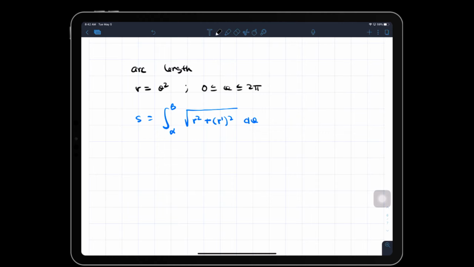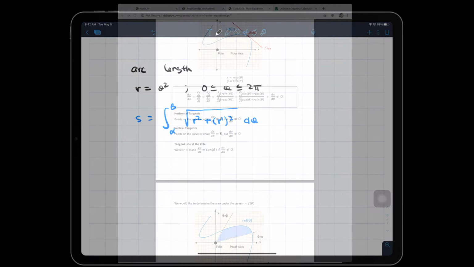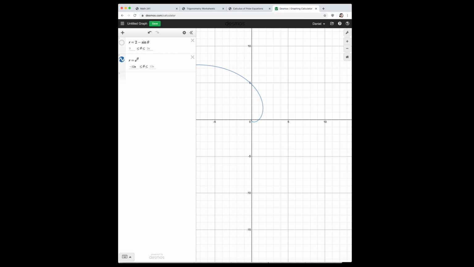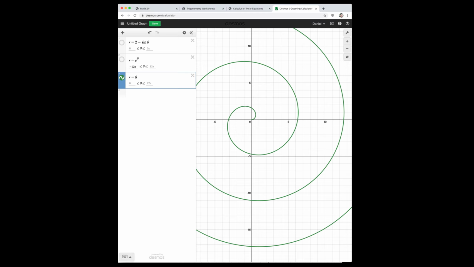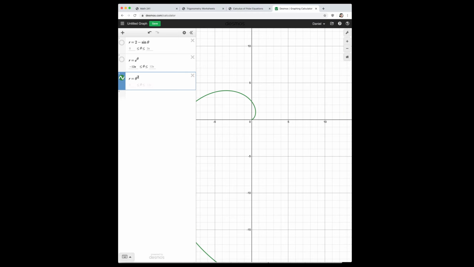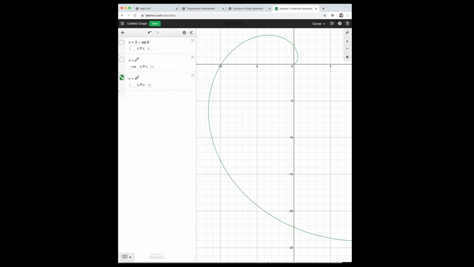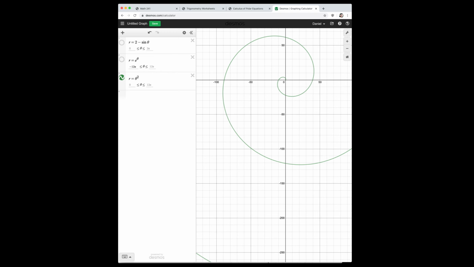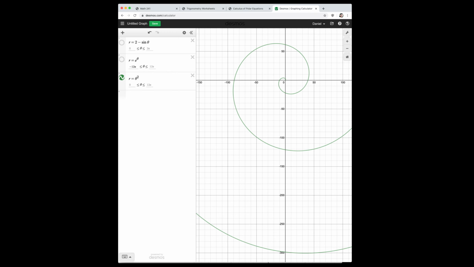And if we go back to the browser and we say, okay, browser, what does this look like for us? What is this? R is theta squared. So let's turn that one off and say r equals theta to the second power. Okay. We got another very similar situation. And that's 0 to 2 pi, right?